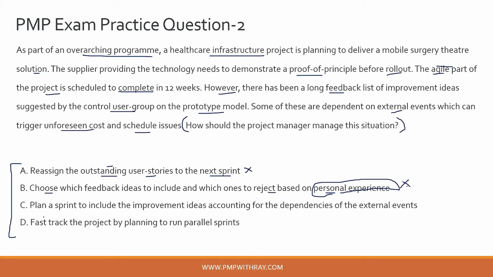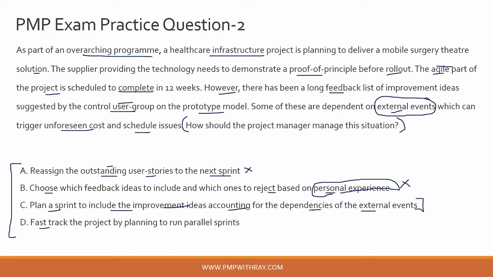Option C, plan a sprint to include the improvement ideas accounting for the dependencies of the external events. Now, this looks like a pretty good option to me because it is talking about planning a sprint to include the improvement ideas which your control user group is asking for, and accounting for the dependencies of the external events which have been discussed in the scenario as well. So that looks like a holistic option, but we'll hold it for now till we evaluate option D.